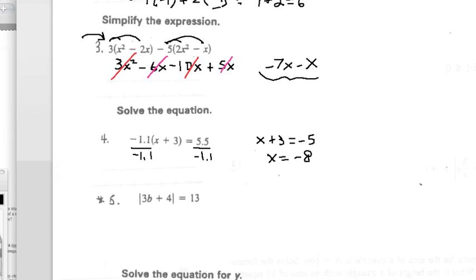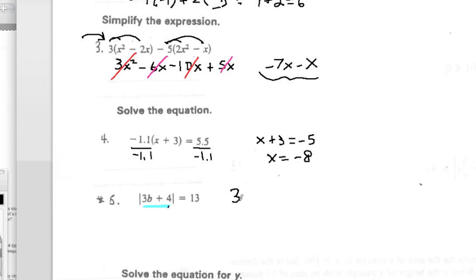So this says the absolute value of 3b plus 4 is equal to 13. That means whatever 3b plus 4 is, it has to equal 13 or it equals negative 13. That's the only two things that we can put in the absolute value sign to get a 13 out. So let's do both cases.